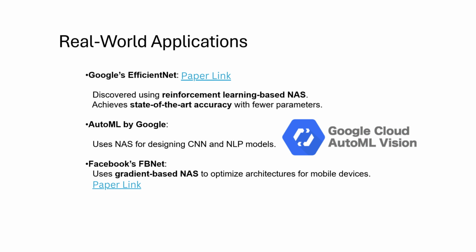Advanced NAS methods like RL and DARTS provide better results. Neural architecture search is widely used in deep learning applications, including image classification, object detection, and natural language processing. It enables AI researchers to develop optimized models with minimal manual intervention. With NAS, we can efficiently explore different architectures and find the most optimal model for any task.